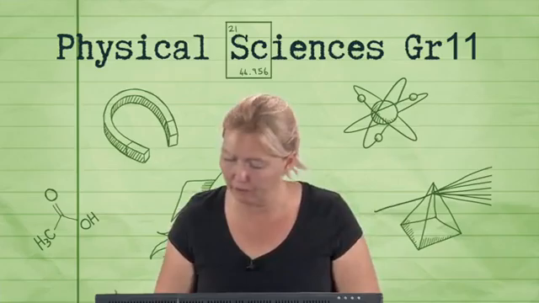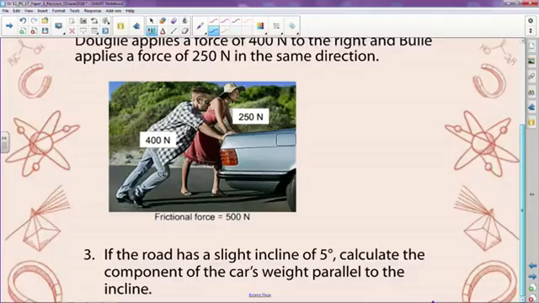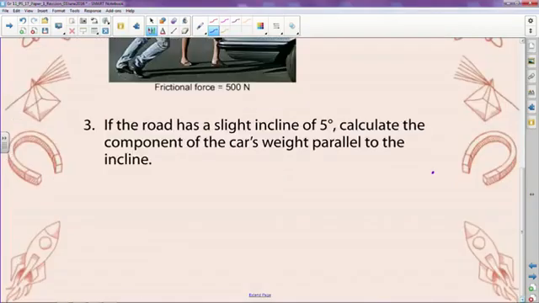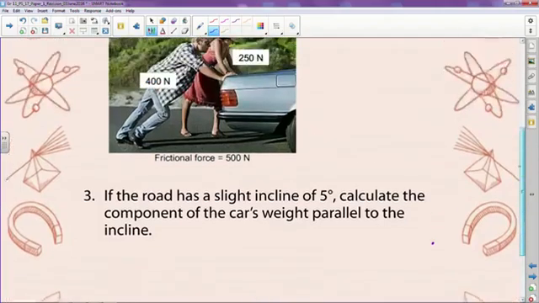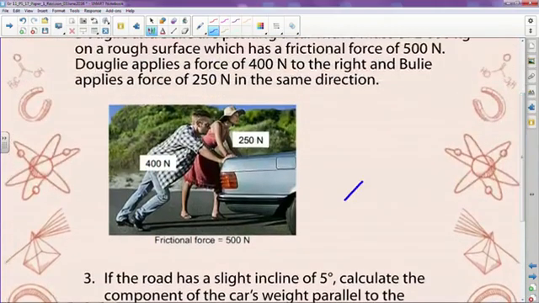Now the third one. If the road has a slight incline of 5 degrees, calculate the component of the car's weight parallel to the incline. I will do this one with you. We're talking parallel to the incline, so let's have a look here. If this is my object, this here is 5 degrees.